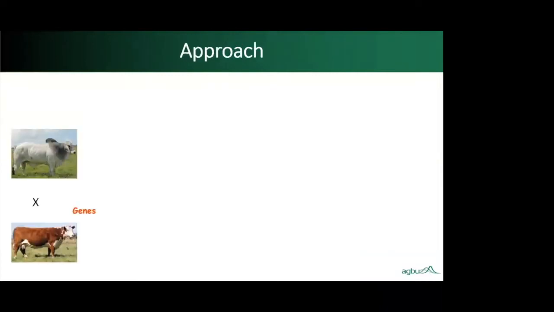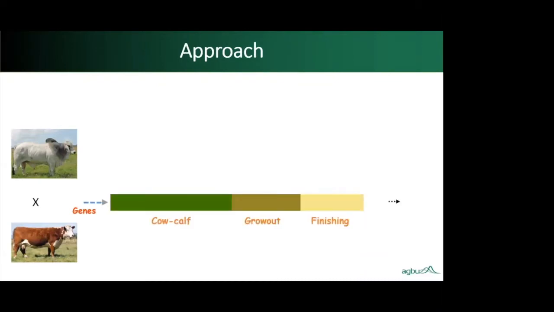The outcome from any mating is a new combination of genes that enter the commercial production system and play an essential role in determining the performance of any individual, whether that be during the cow-calf phase of their life, the grow-out phase, or in the case of slaughter animals, the finishing phase, and also for replacement heifers when they return to the cow herd. Genes play therefore an essential role in the success of the beef industry in delivering a quality product to our customers at the end of the chain.